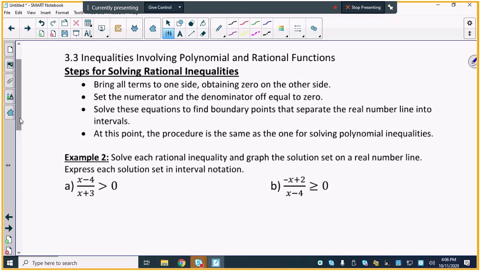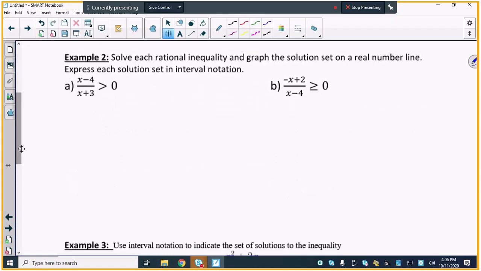So let's start working on the first problem. It is easy because the top is 0 at 4. So I will say critical points. It's pretty simple in this one. Top is 4. The bottom will be 0 at negative 3. Now remember, the bad point is negative 3 because that is on the bottom.